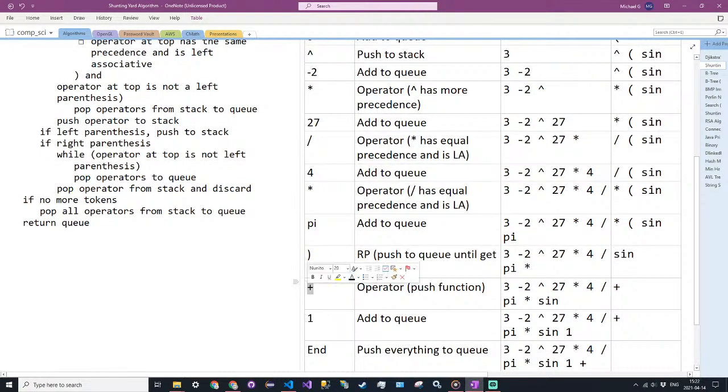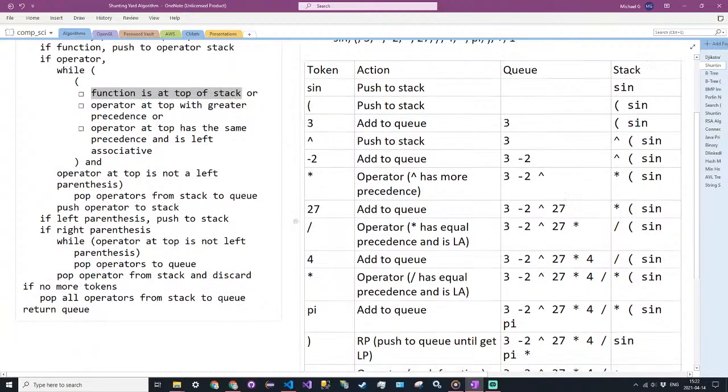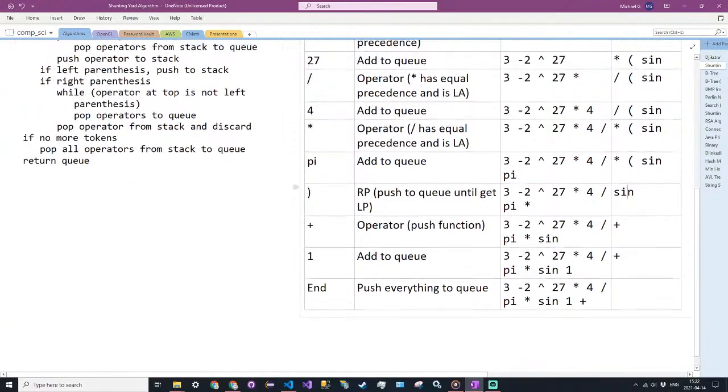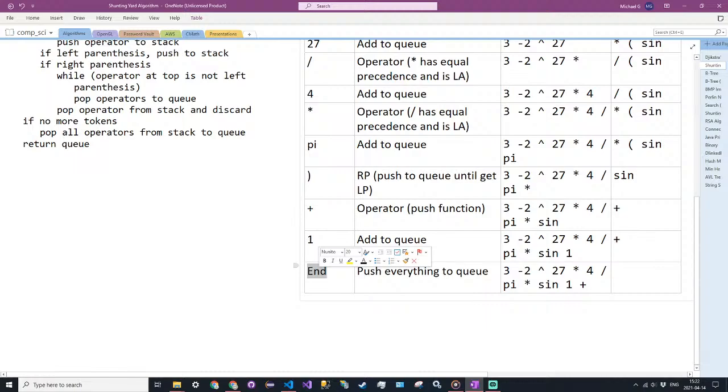Alright, then we have a plus sign, so this is an operator. The top of the stack is a function here, which is not an operator. So we're going to pop it from the stack to the queue. So we get a sine in the queue, and then push the addition sign to the stack here. Have a constant added to the queue, and then we're done pretty much because we've gone through all the tokens. And then at the end, we want to push everything from the stack to the queue. So this is what we end up with in the end.